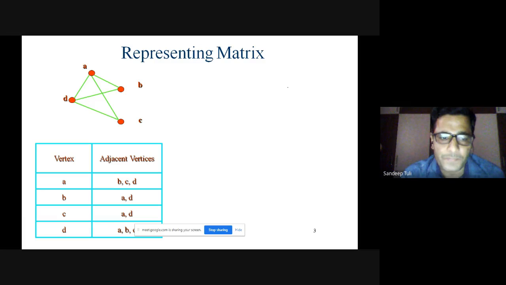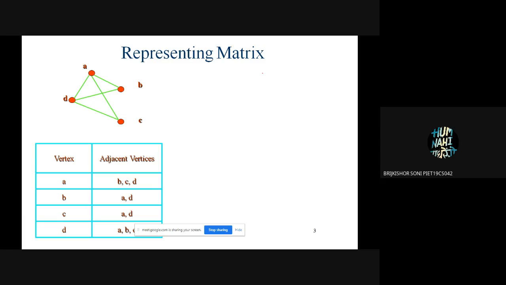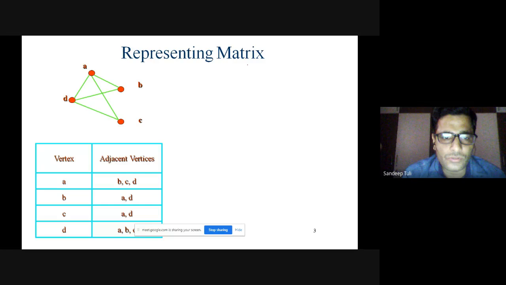In this case, for vertex A, how many vertices are adjacent? Look at the graph only. Three vertices are there, and those are B, C, and D. For B, two vertices are adjacent, A and D. For C, there are again two vertices, A and D. And for D, it is A, B, and C. In this way, this is the adjacency list for the given graph when the graph is undirected. Is it okay to you all now?